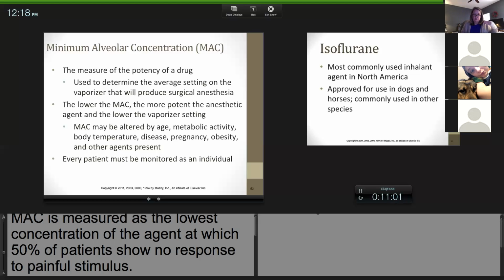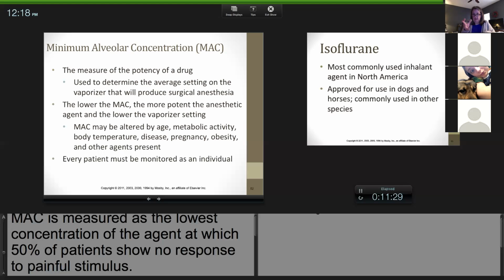So MAC is just, and if you find my notes from anesthesia, about 1 times MAC is light anesthesia, 1.5 times MAC is surgical anesthesia, 2 times MAC is deep anesthesia. So if 1.2 is my MAC of ISO, 1 times 1.2 is 1.2. So 1.2 would be light. 1.5 times that is 1.8.